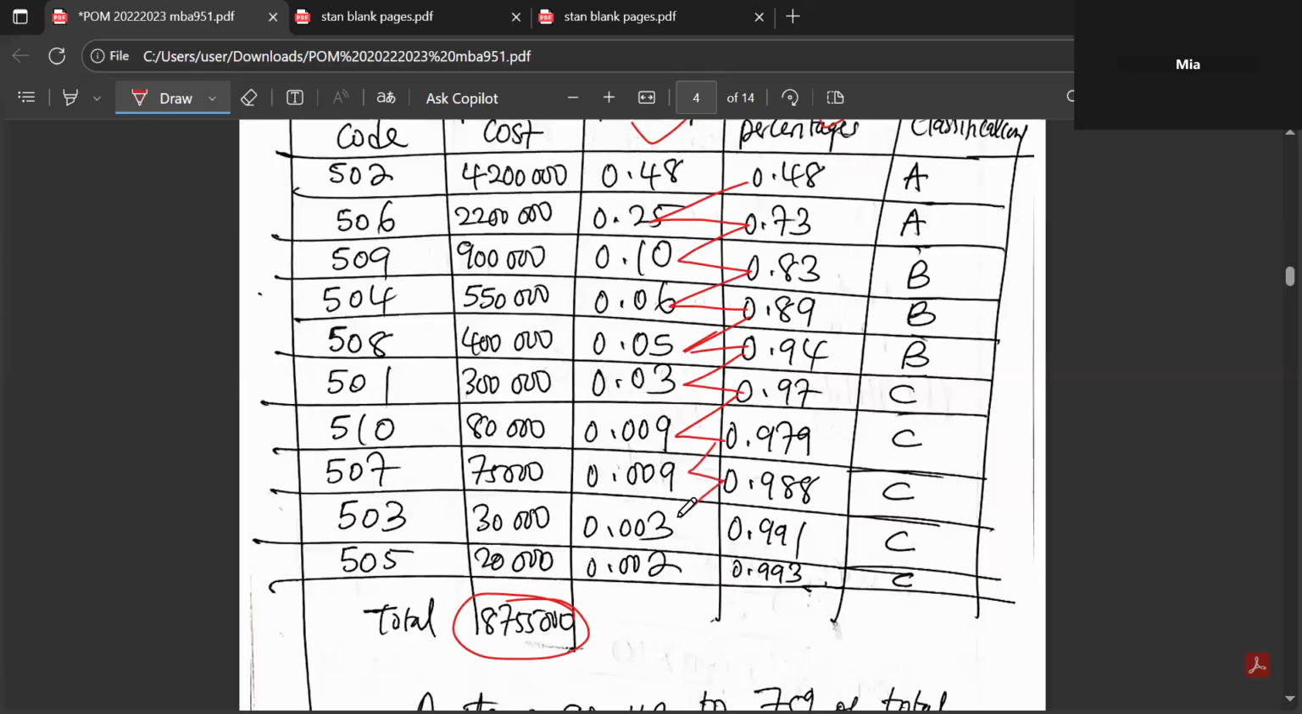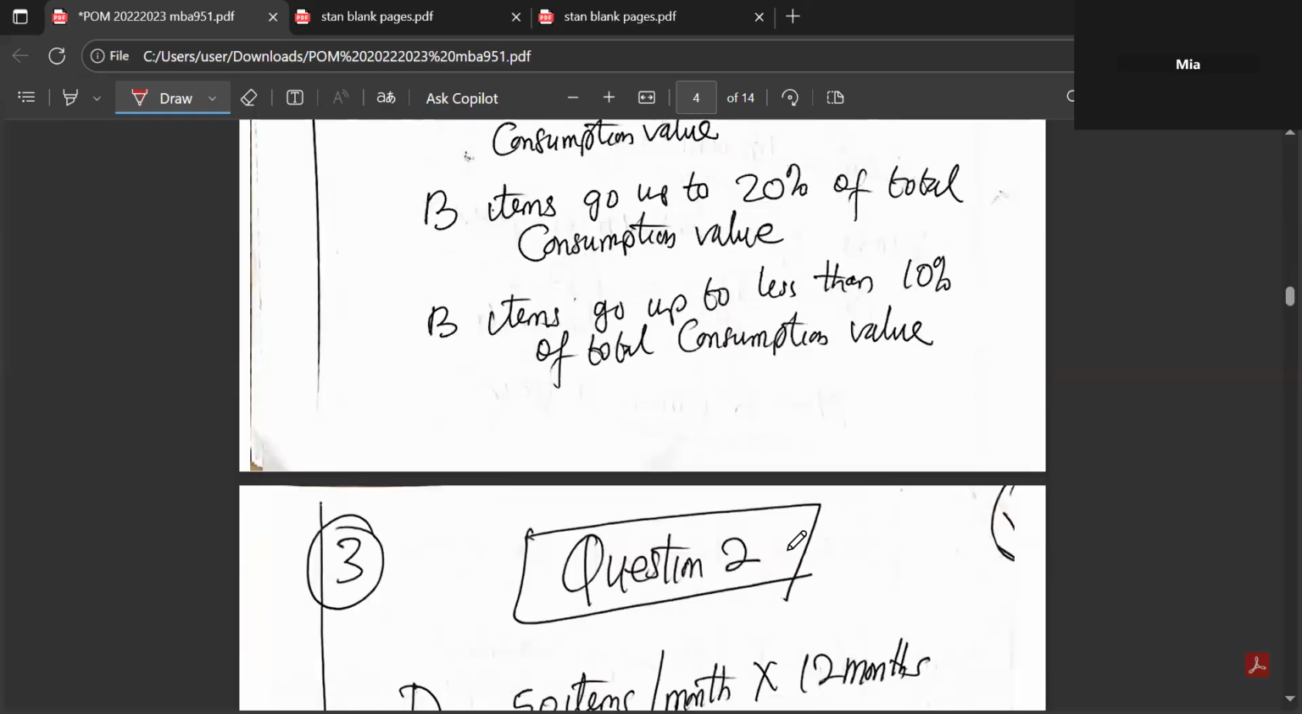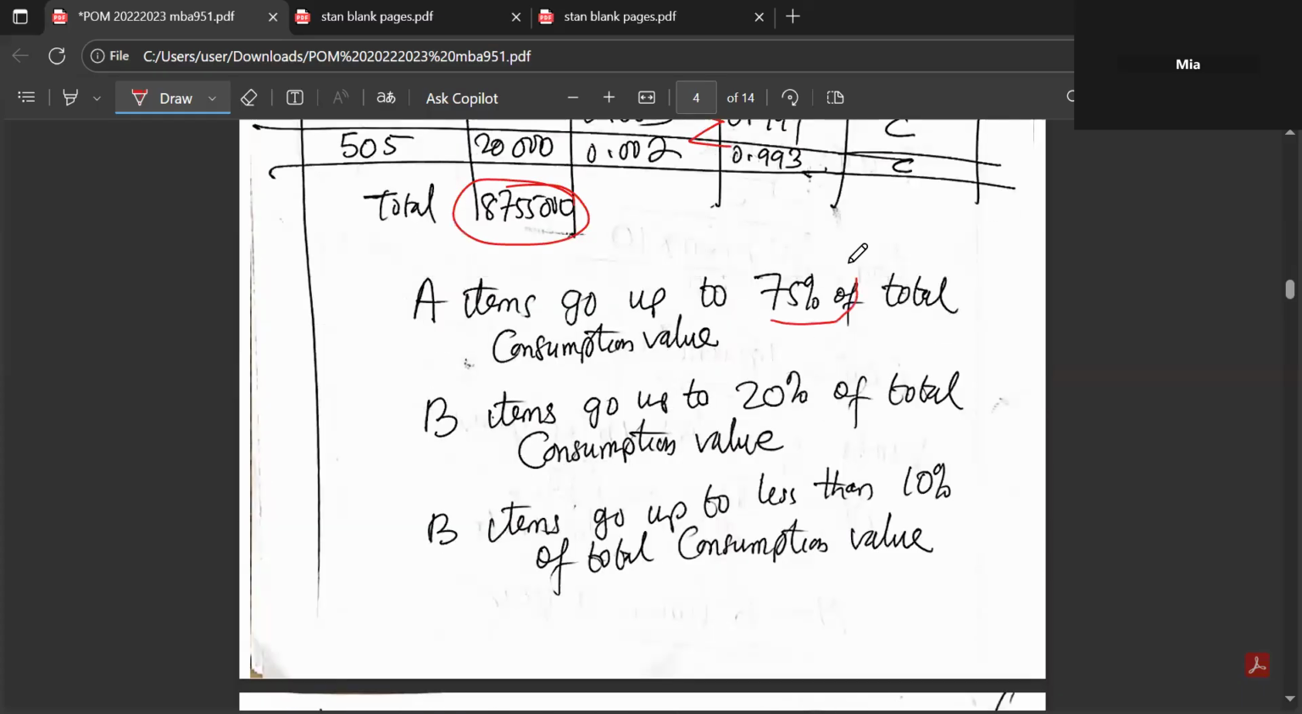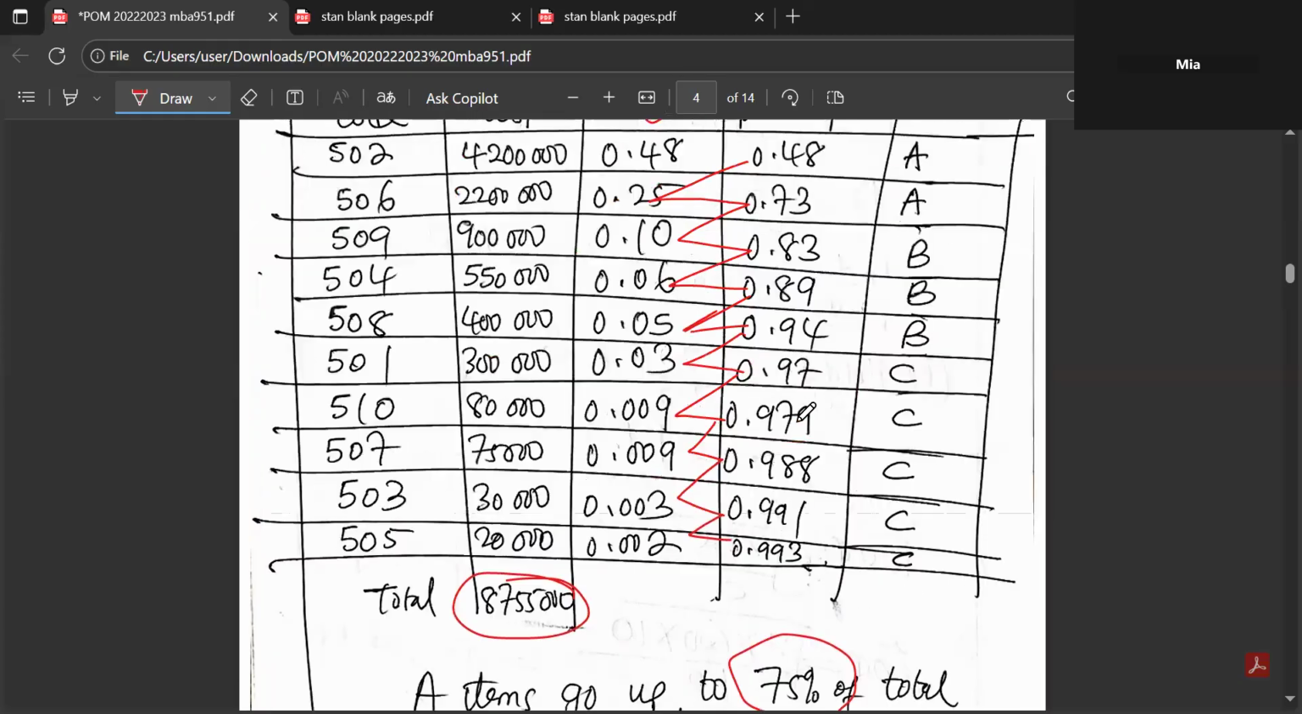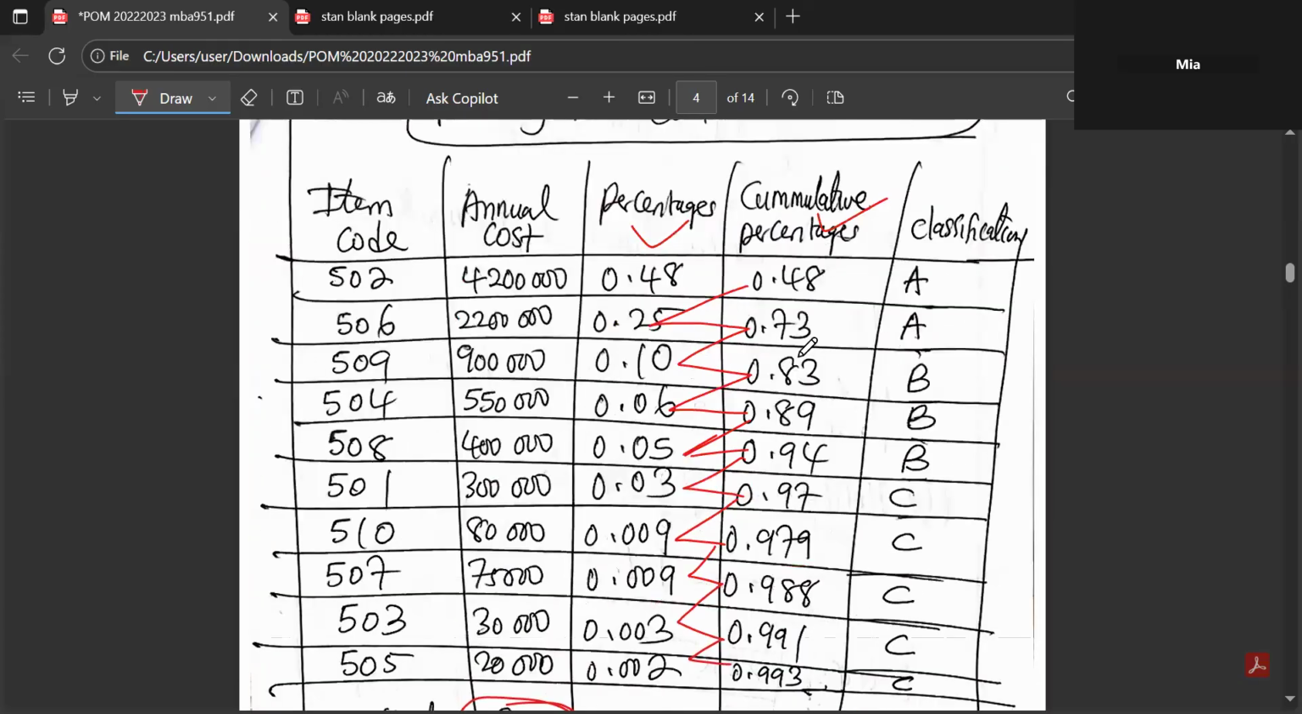So now we are simply classifying. Item A goes about 75% of the total inventory amount. Okay, so A is about 75% of the total inventory amount. B is about 20% of the total inventory amount. So our A is ending here, because adding another item will exceed the 75%. So these are A items.